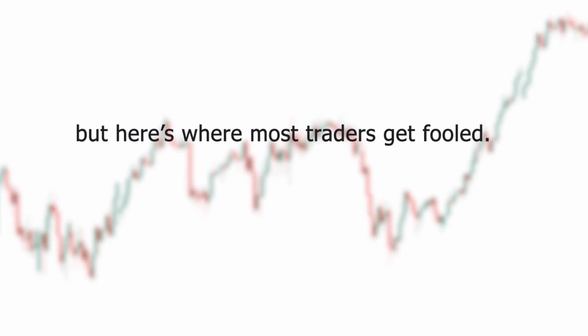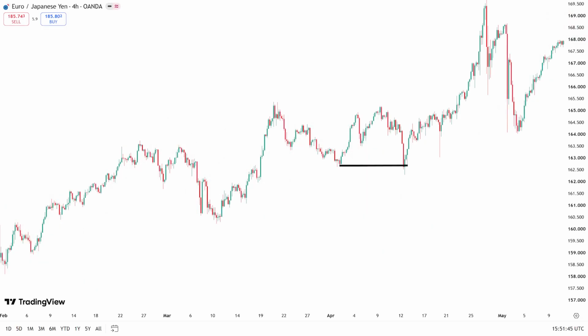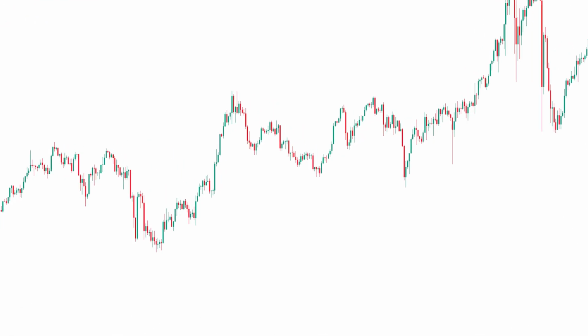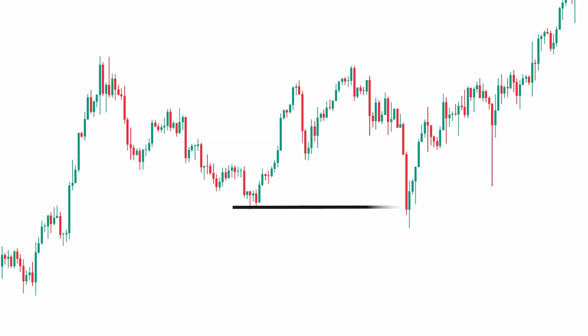But here's where most traders get fooled. Rule number 4. After an inducement, expect strength. This is what confirms the inducement has worked. For example, in an uptrend, price may sweep below a higher low to grab liquidity. But what matters is what happens next. If it was a true inducement, price should quickly reject that level, show strong bullish momentum, and ideally create a new higher high. That strong move tells you the market has collected the liquidity it needed.